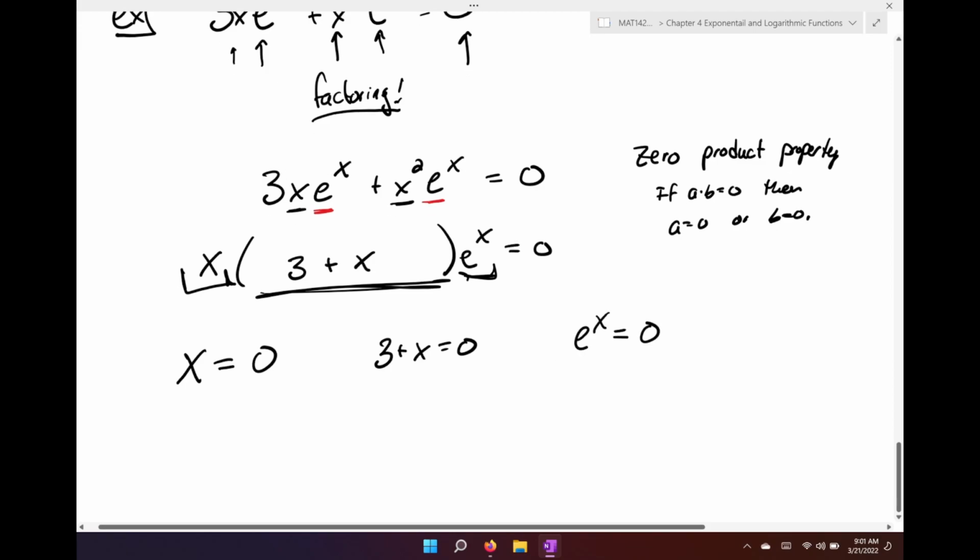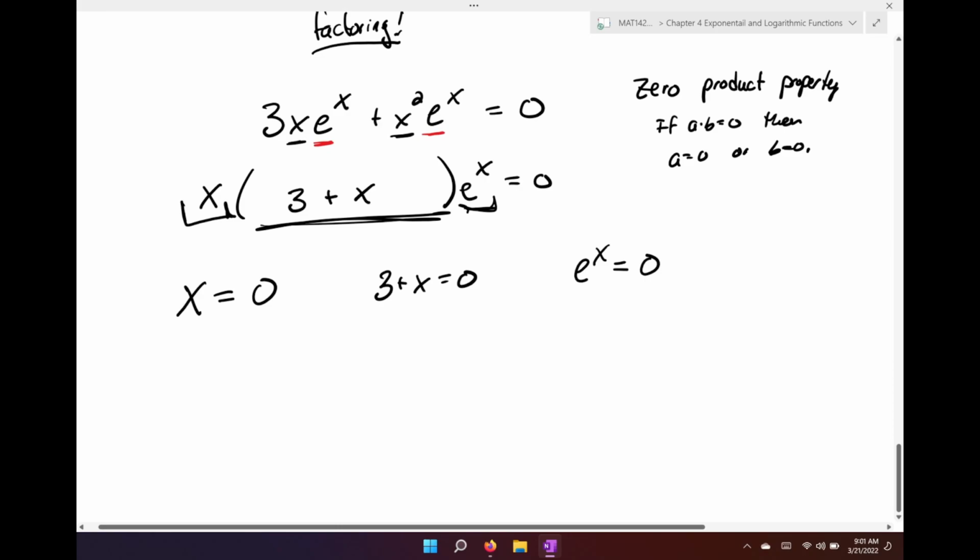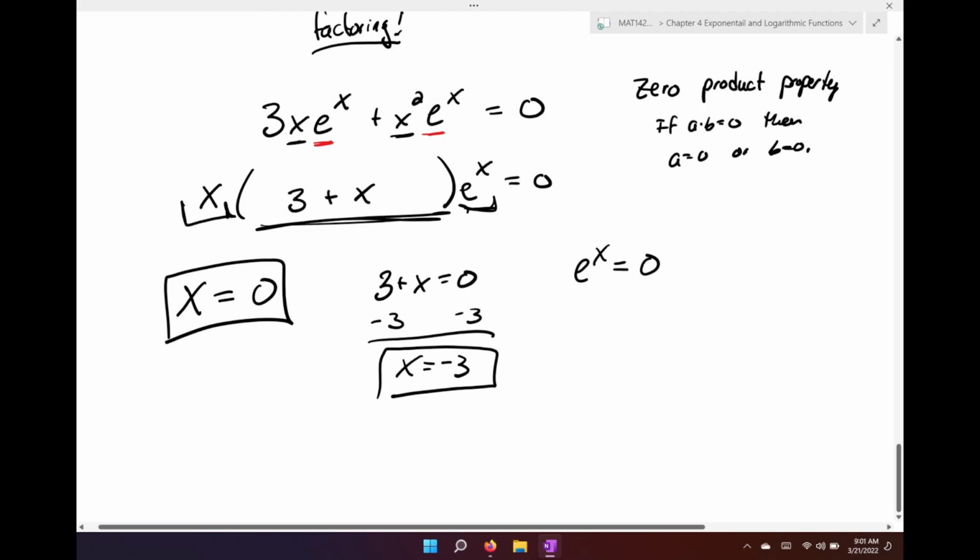Now, going from left to right, I'm going to solve each one of these, okay? First, x equals 0. Great. We're good there. Second, subtract 3 from both sides. I get x equals -3. Perfect. Now, it's this last one that we need to think about just a little bit, okay?